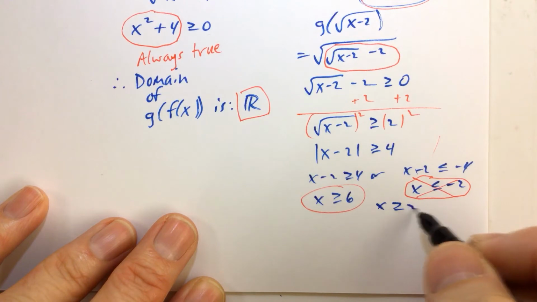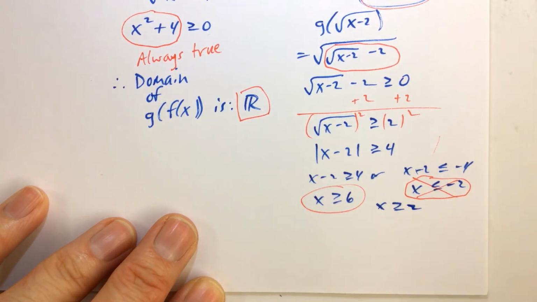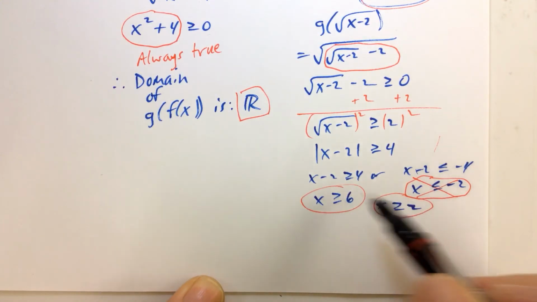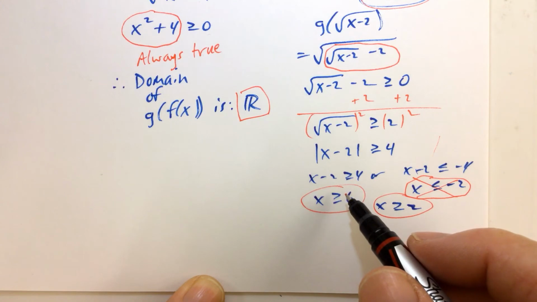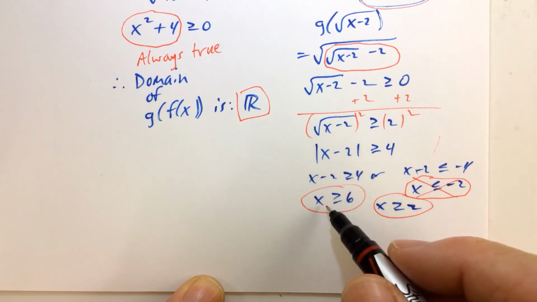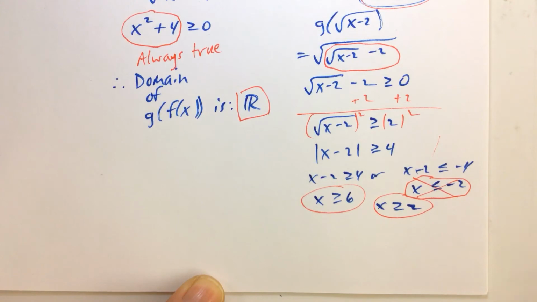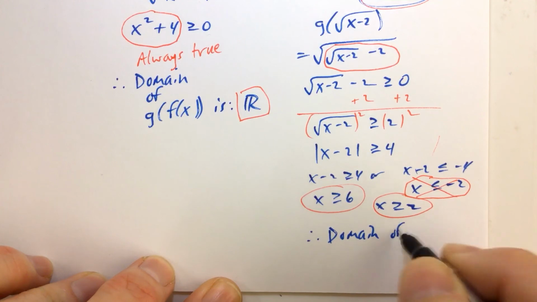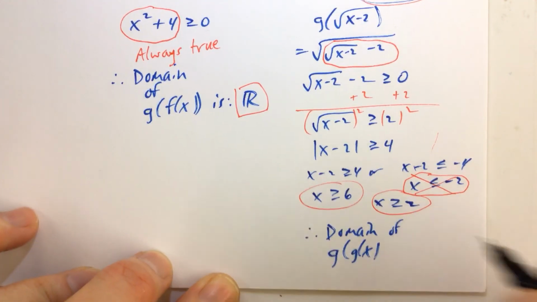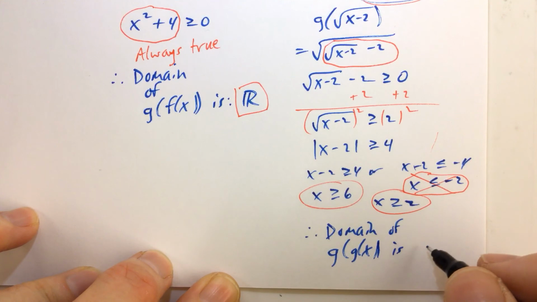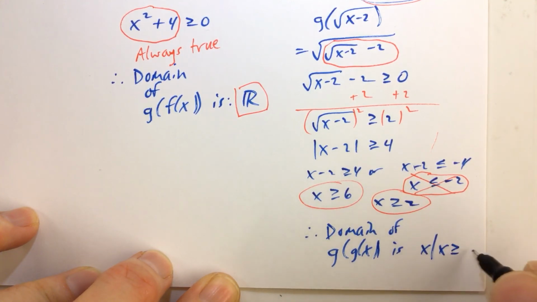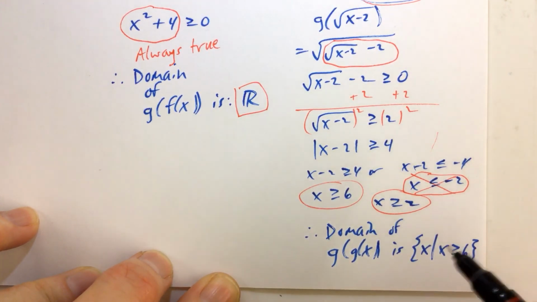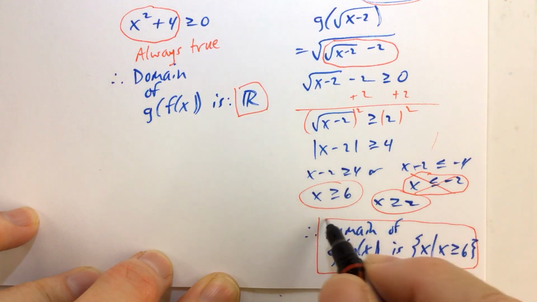So therefore, we identify the most restrictive interval. So notice that we initially were only allowed to plug in values of x that were greater than or equal to 2, but now we're only allowed to use x values that are greater than or equal to 6. So we say, therefore, the most restrictive domain for g of g of x is all real numbers x such that x is greater than or equal to 6. That's a tough problem. If you got that, good job.